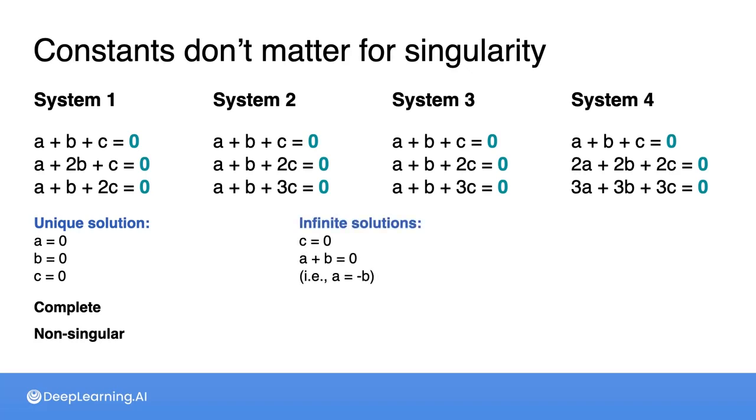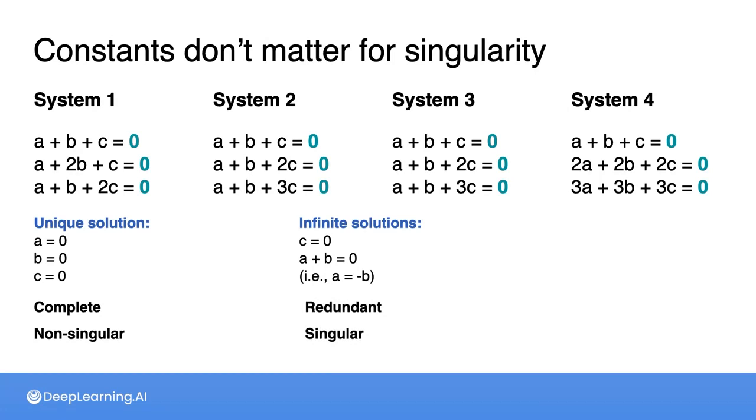And if you plug that into the first equation, you get that a plus b must equal 0. So a is equal to minus b. So all the points satisfy that the first coordinate is equal to negative the second coordinate, and the third one has to be 0. And this system is redundant and singular.